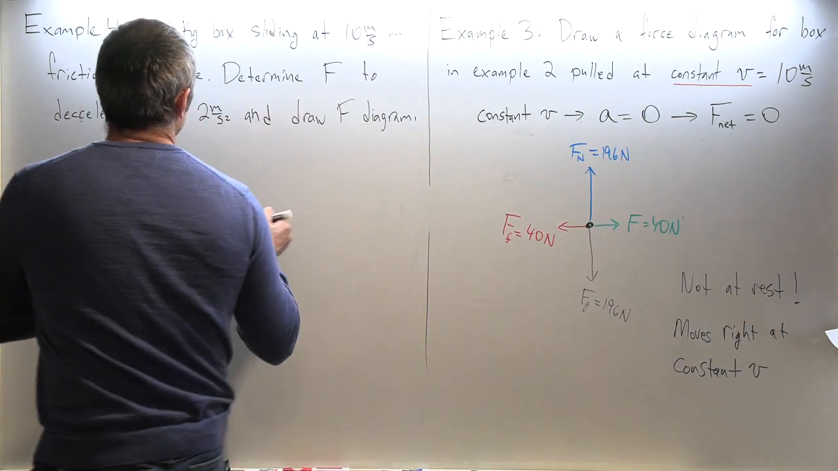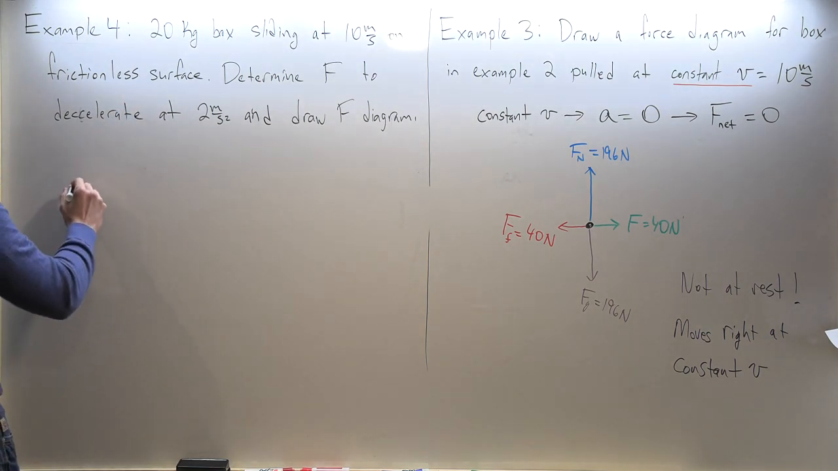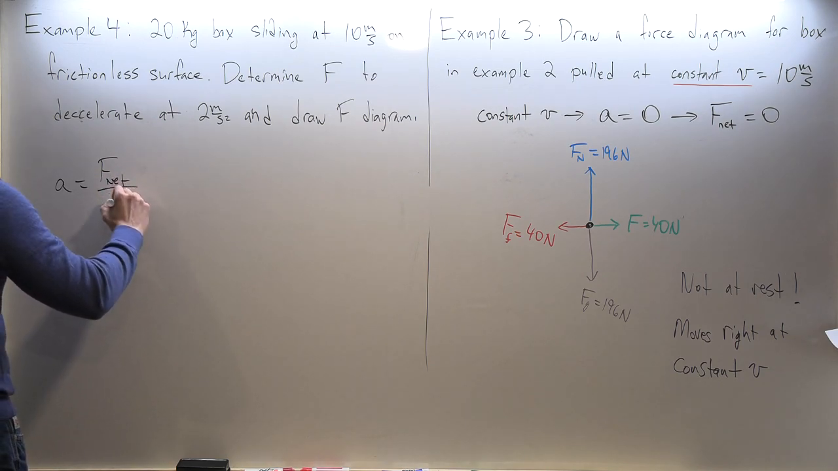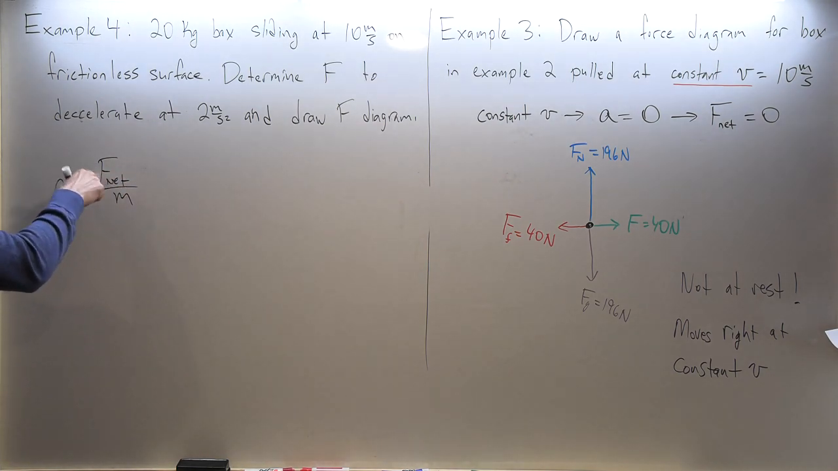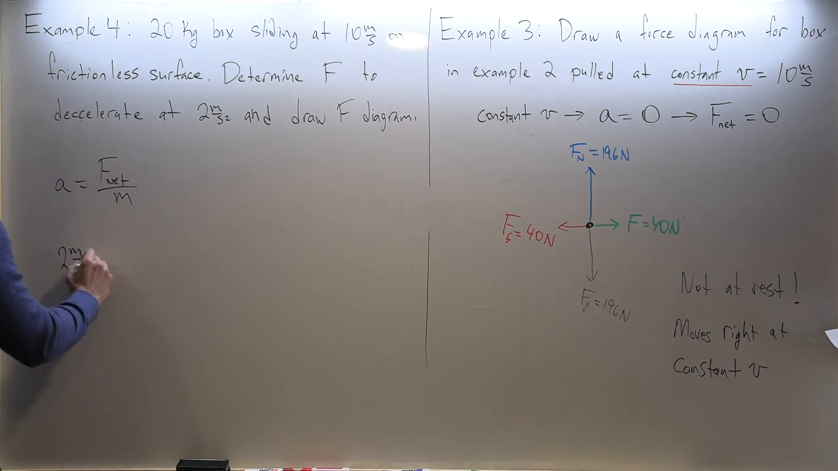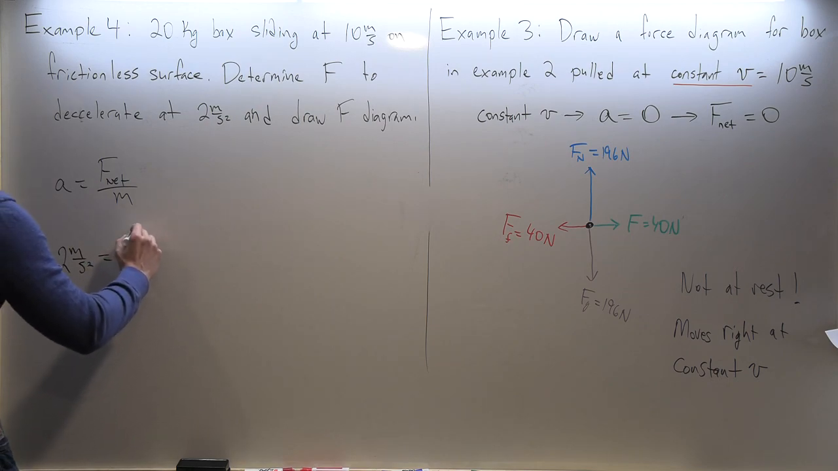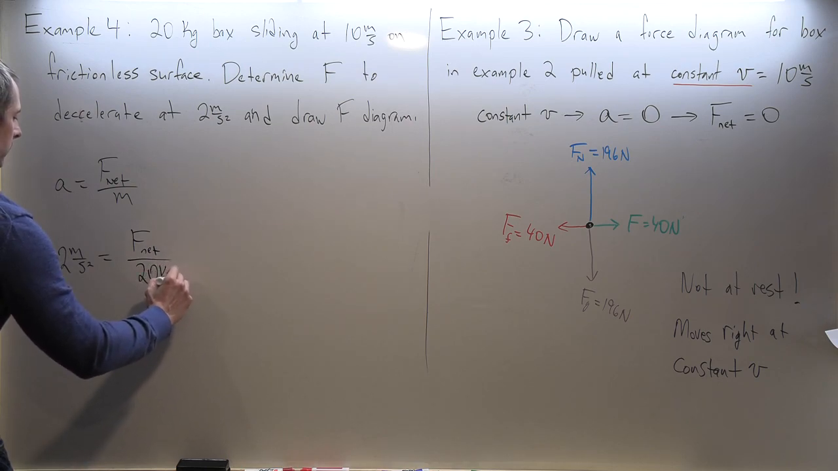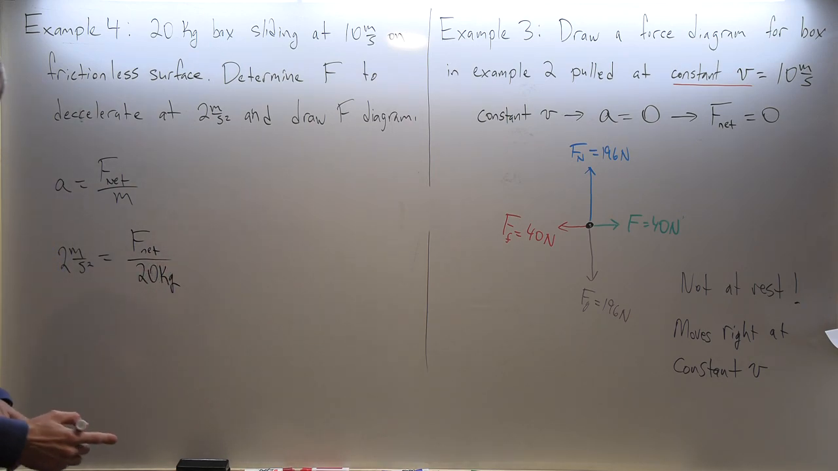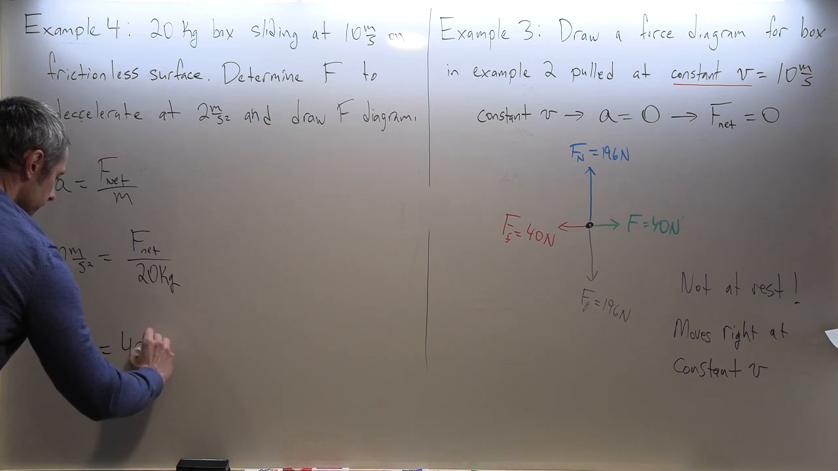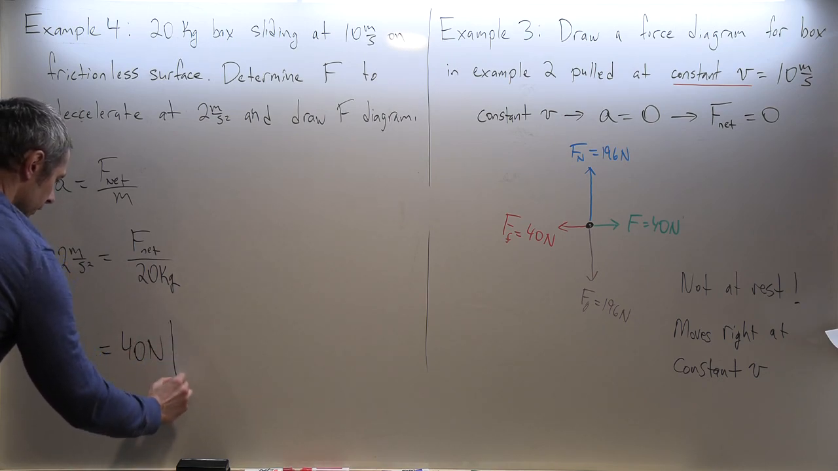So to find the force necessary to produce that acceleration on 20 kilograms, we just start with Newton's second law. And this time, we knew the forces before and we were solving for acceleration. But now we know the acceleration. It's 2. And we're looking for the force net on 20 kilograms. So all we have to do is multiply the 20 to the other side, and we get F net must be 40 newtons. Okay, so there's the force net.